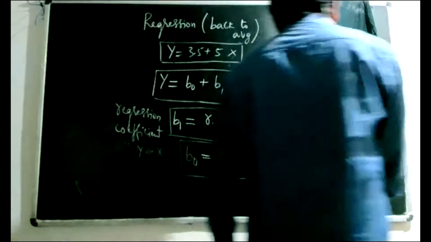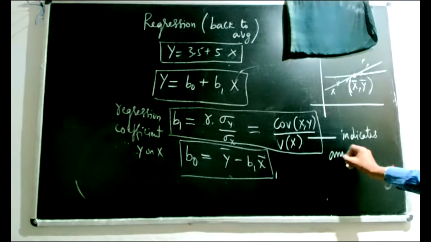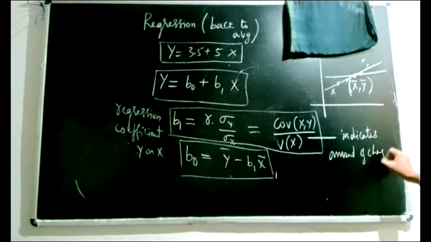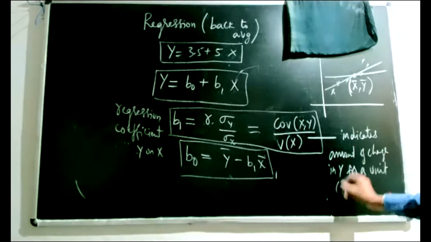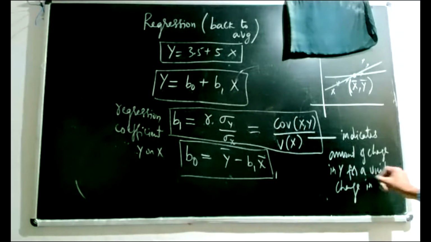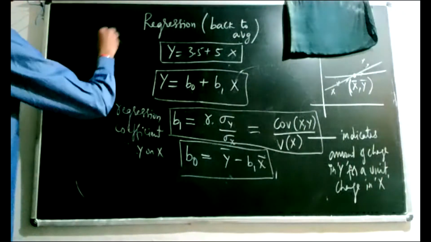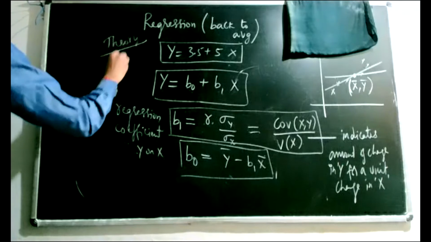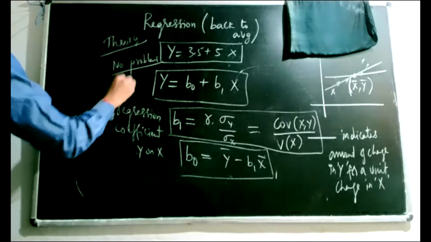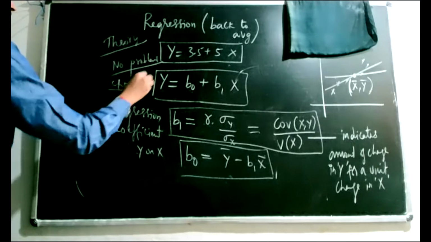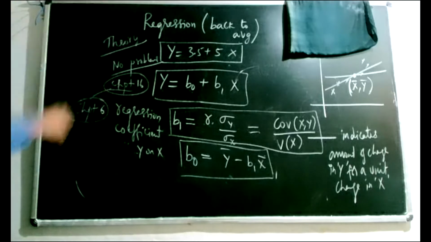So generally speaking, this b1 indicates the amount of change in y for a unit change in x. So regarding regression, only the concept and the theory will be asked in the examination. There are no numerical problems. So you could have one problem, maybe a solved problem in your chapter 16. And as said in the first PhD book, you have many such problems in chapter 6.